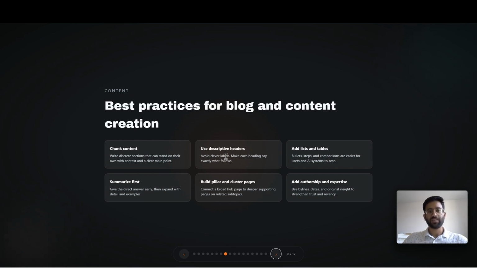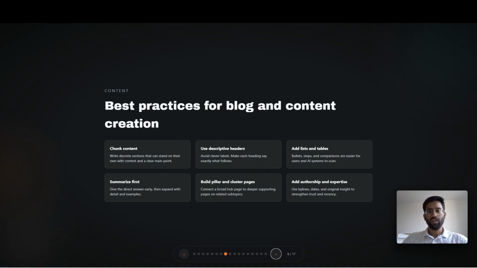It has to have its own main point, supporting context, and so on, so that the AI systems can extract or go directly to the relevant section and still get all the information they want only from this section.